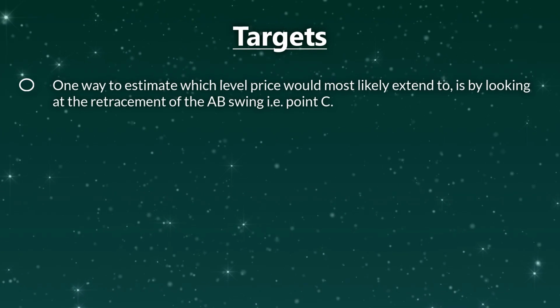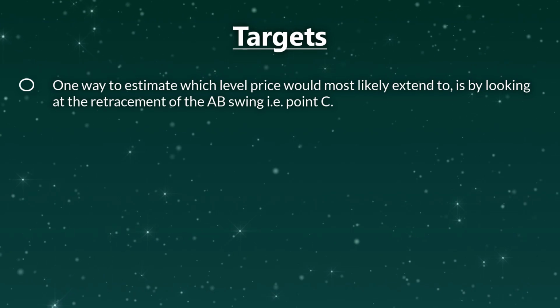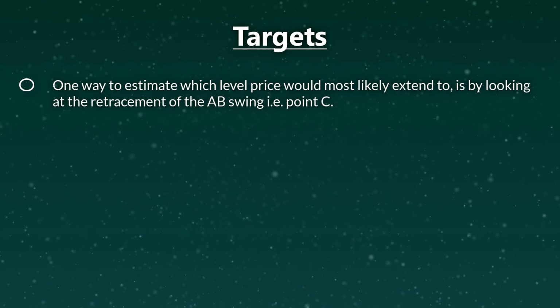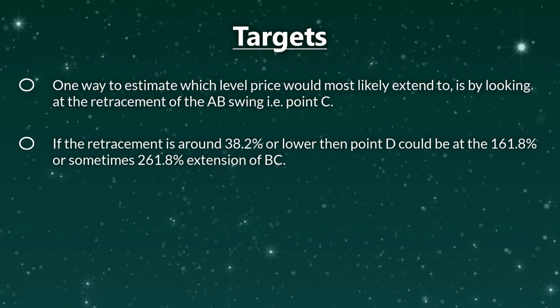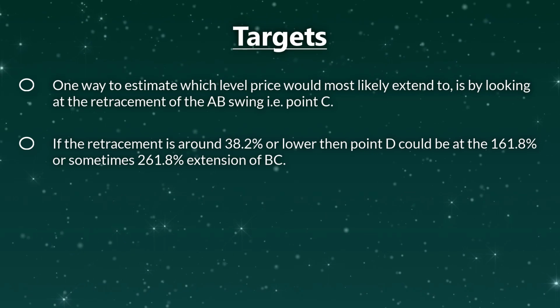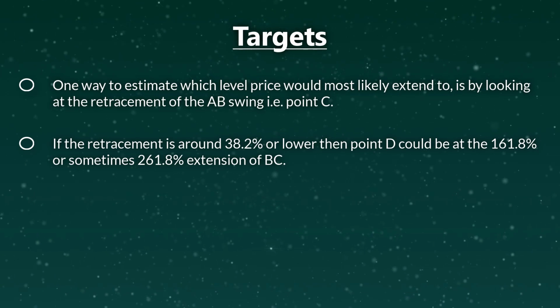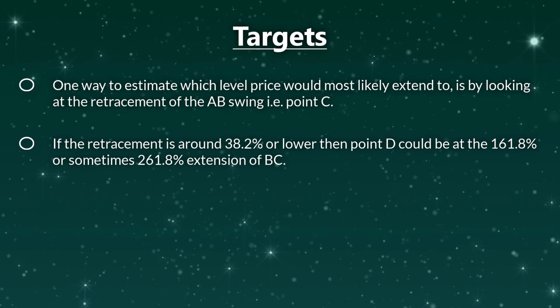One way to estimate which level price would most likely extend to is by looking at the retracement of the AB swing, that is point C. If the retracement is around 38.2% or lower, then point D could be at the 161.8% or sometimes 261.8% extension of BC.